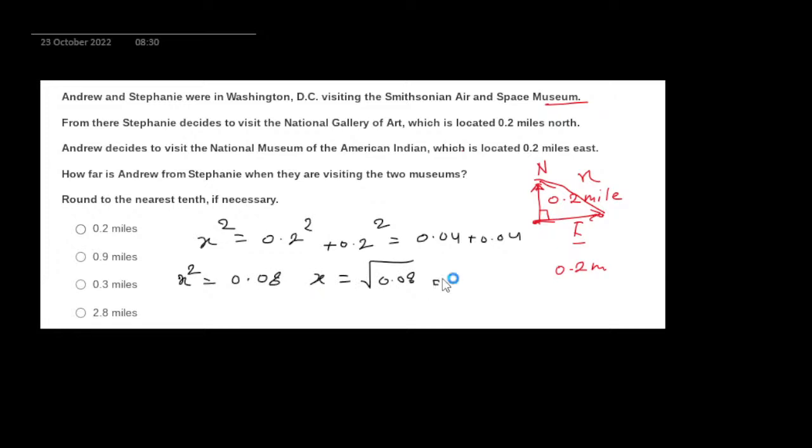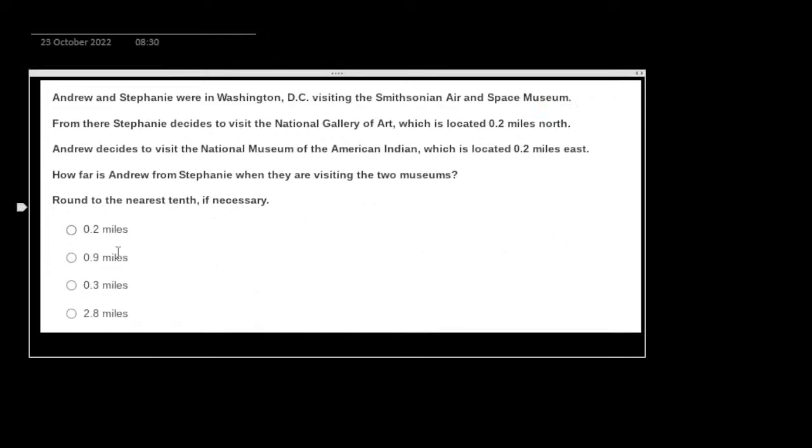Now the root of 0.08, I will calculate that. 0.08 power 0.5, the square root, I am calculating, so 0.2828. So the nearest value to this is 0.3, okay, 0.3, right? Okay, next, Andrew and Stephen, the same problem. We have already covered this problem.